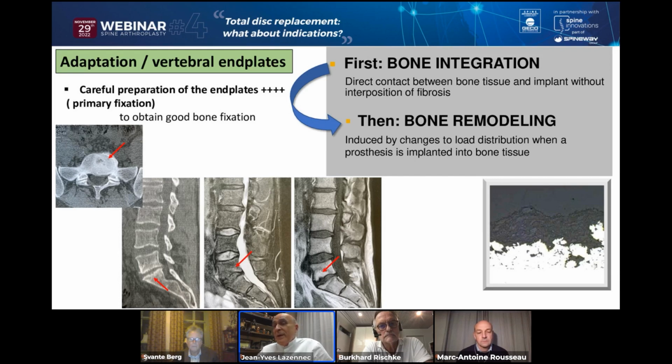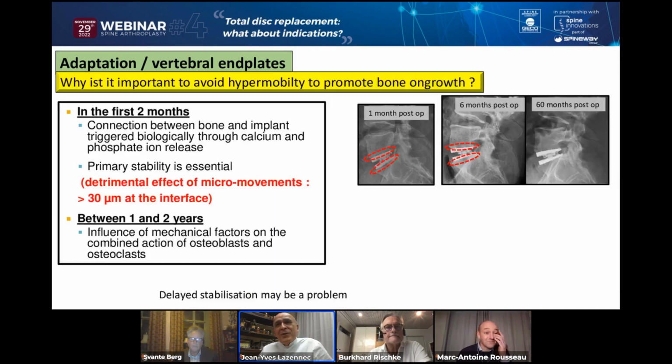And then afterwards, we have the step of bone remodeling, introduced by changes in load distribution when the prosthesis is implanted into the bone tissue. So two steps, bone integration and bone remodeling. It's strange, I speak like a hip or a knee surgeon, but it is very important because within the first 2 months, we need to have primary stability.